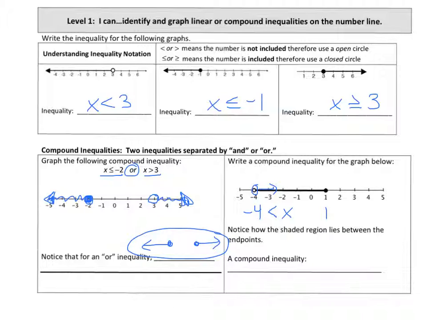And then when I look at the other end with my 1, the numbers are shaded to the left, where the numbers are less. So x is less than or equal to 1. Notice the symbols face the same way. This still represents x being bigger than -4, but less than or equal to 1. So a compound inequality where it's shaded in the middle always has x in between two numbers.